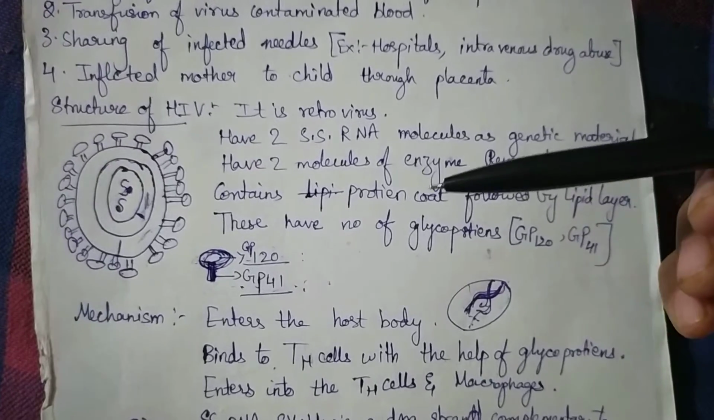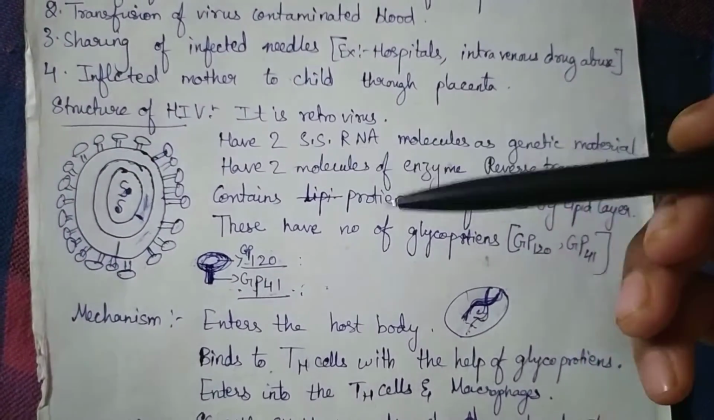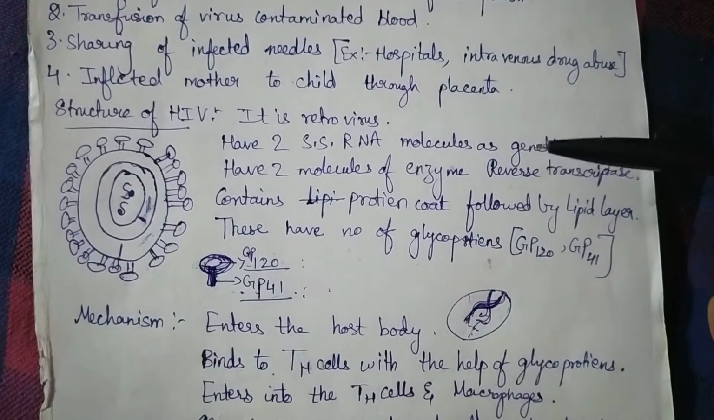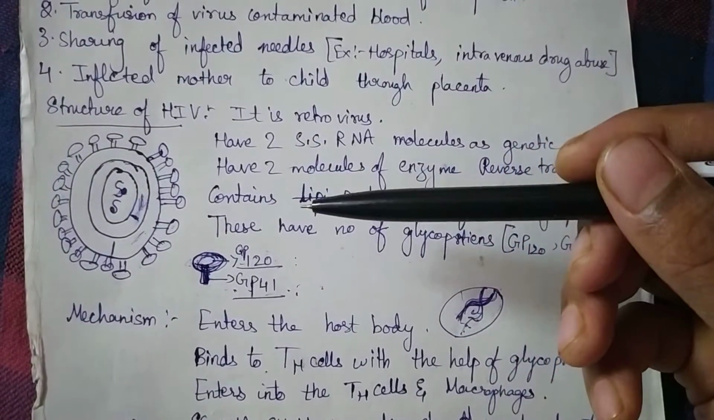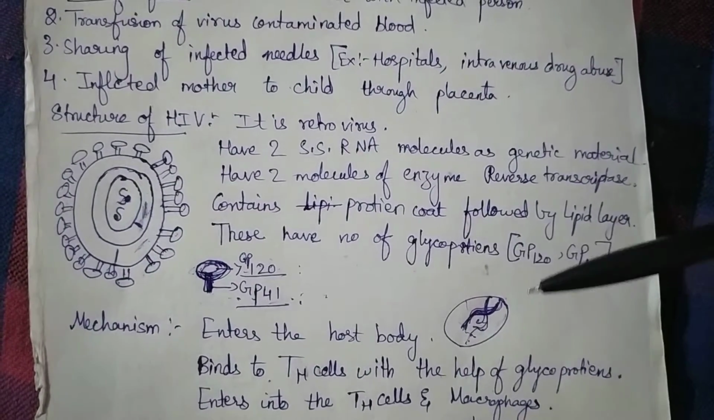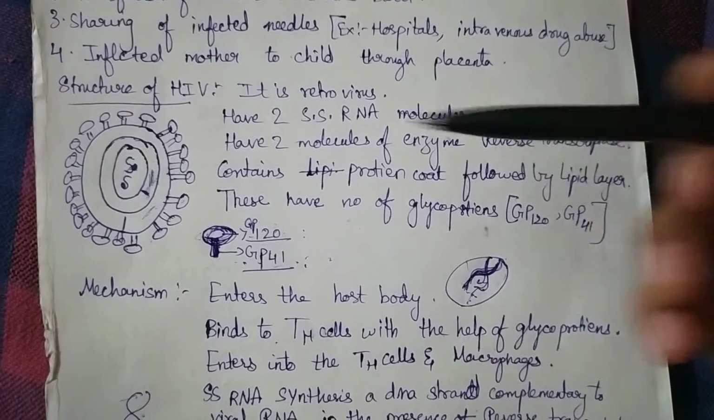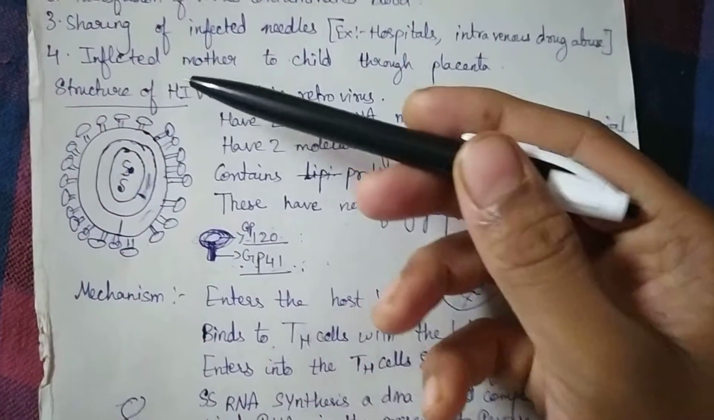Let us discuss the structure of HIV. HIV is a retrovirus and has two single-stranded RNA molecules as its genetic material. It also has two molecules of the enzyme reverse transcriptase, and contains a protein coat followed by a lipid coat. These also have a number of glycoproteins. This is a rough diagram of HIV.